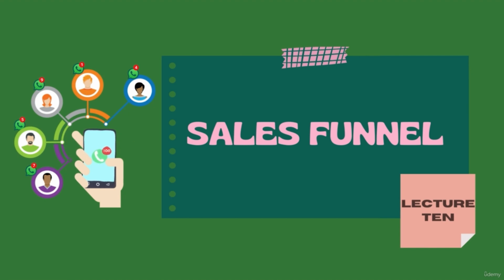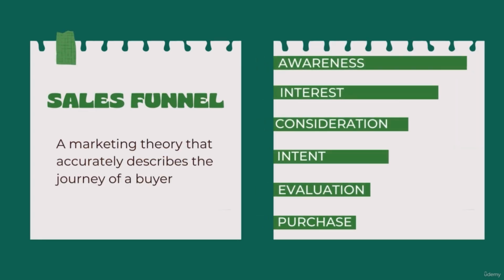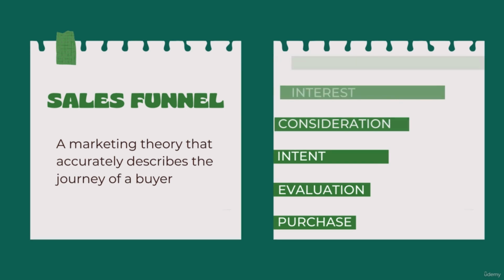Sales funnel is a marketing theory that accurately describes the journey of a buyer. The journey of a buyer is basically in 6 steps: awareness, interest, consideration, intent, evaluation, and lastly, purchase. There are also non-official ones like loyalty and referral. Now we are going to go into these steps individually.